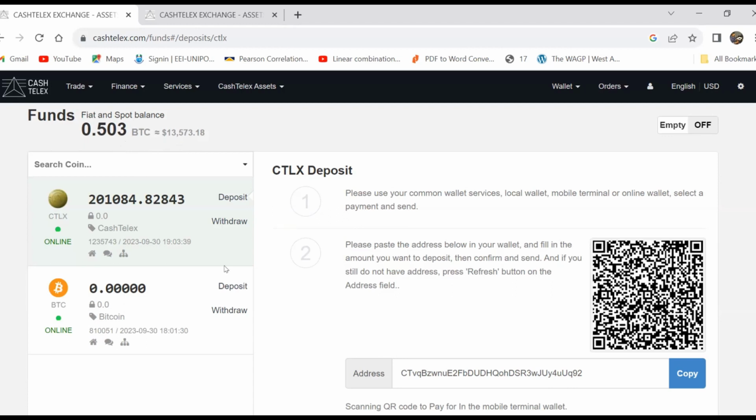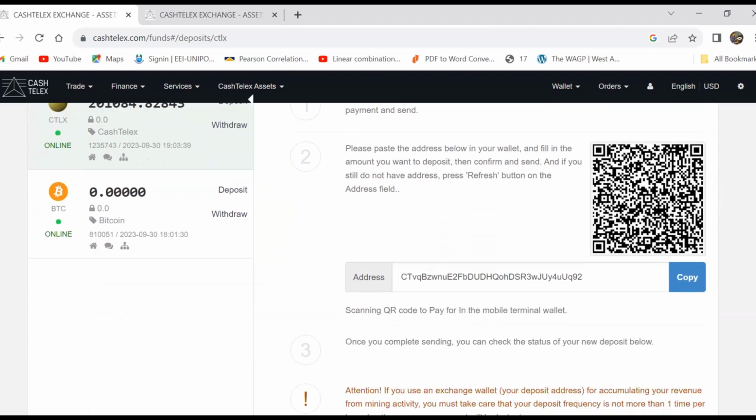So now the next stage is, if somebody wants to deposit into my CashTelex account, what the person needs to do, you see that is on deposit. So you must have a deposit address, which is a unique address for everybody that is using the CashTelex exchange. So my address is unique to me and it's for only me.